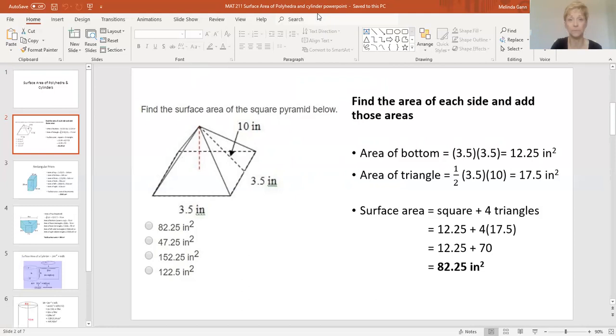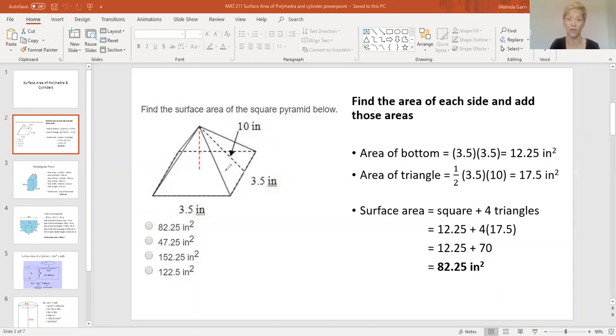So on this one, I've got a bottom that's a square. The first thing I'm going to do is find the area of a square. Remember, a square is a side times another side. Base times height, length times width, whichever one makes most sense to you. So that's why over here I've got 3 5/10 times another 3 5/10. So the area of that square bottom is going to be 12 and 2,500 square inches. Remember, area is always square units.